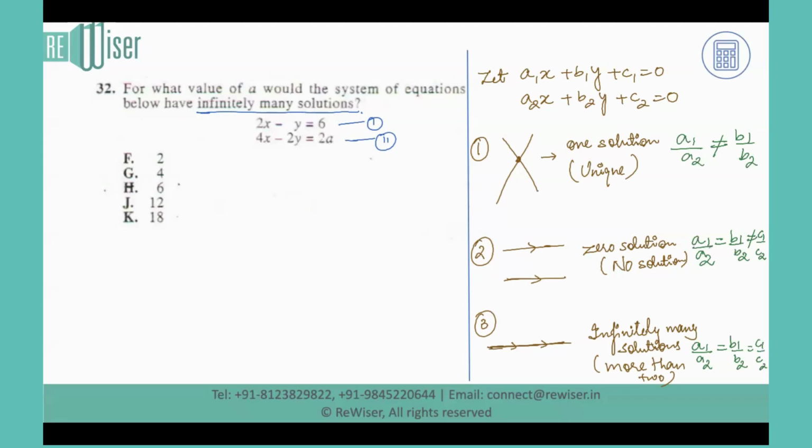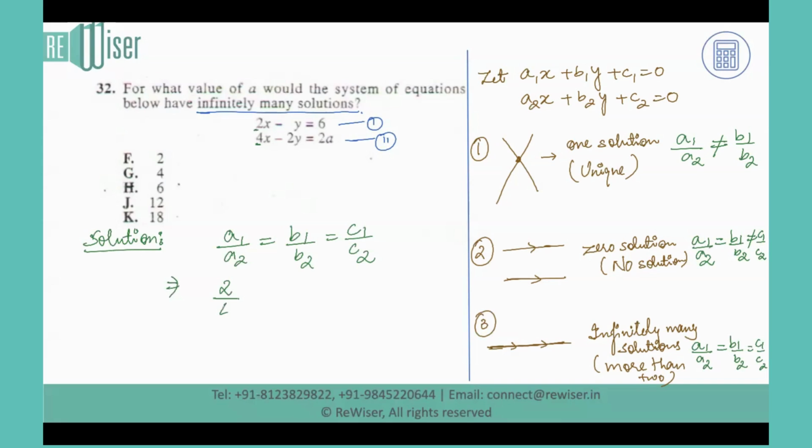Now this is the condition which has been asked in the question here. So I am going to write that we have found the condition for infinitely many solutions as a1 over a2 should be equal to b1 over b2, which should be equal to c1 over c2. So here I can see that the coefficient of x is 2, which is the value of a1. So we'll write 2 upon a2, the coefficient of x in the second equation.